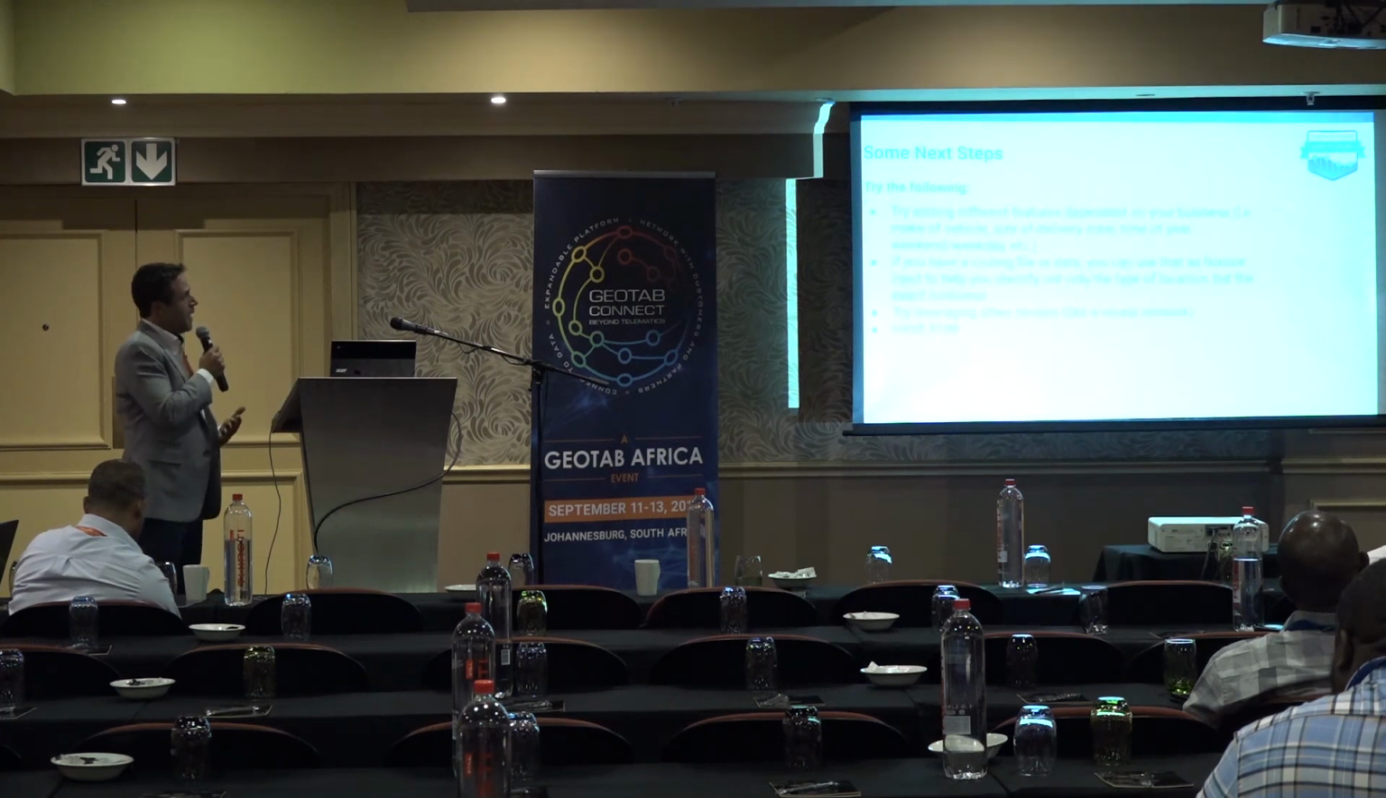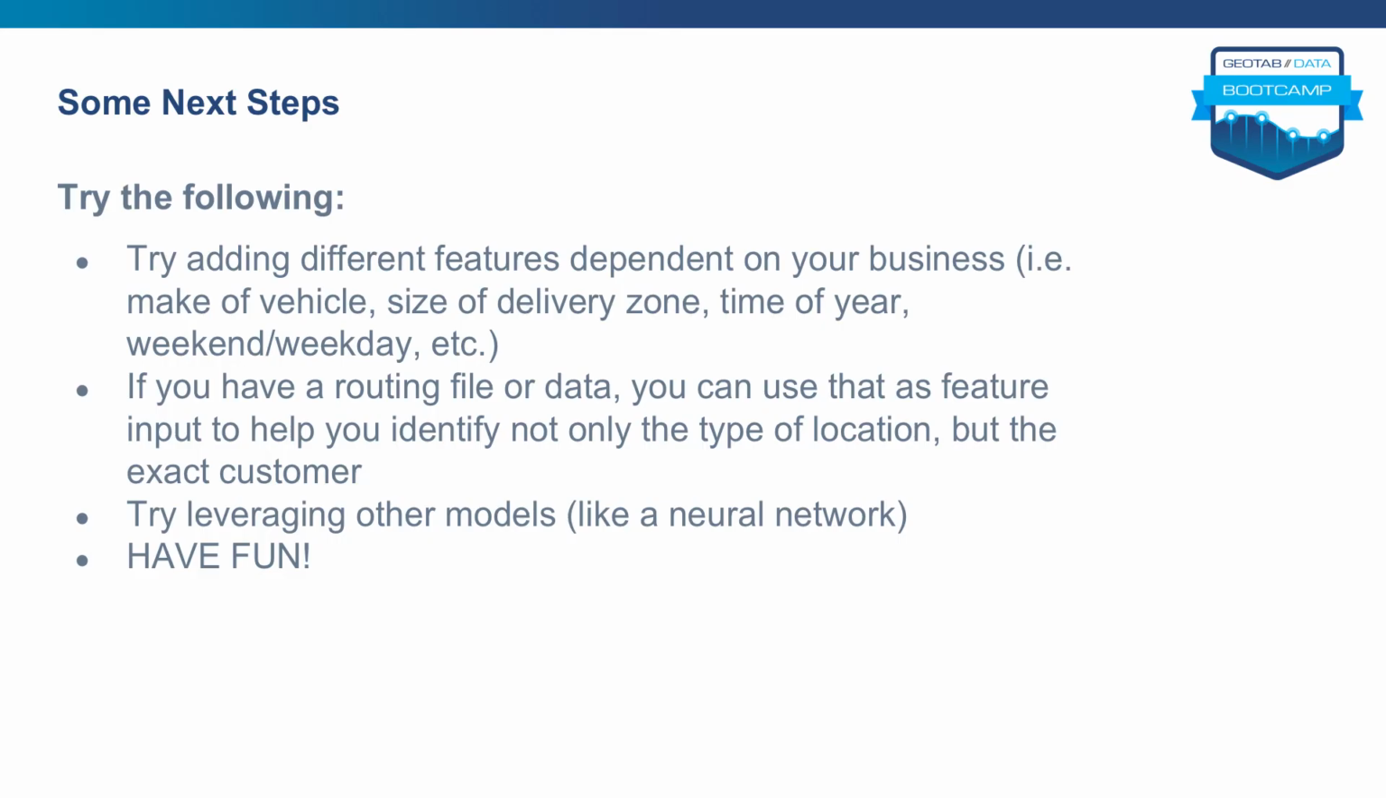From my perspective, the things that I would suggest to improve this model: try adding all sorts of different features. Try leveraging different models. They're pretty easy to add. I tried a random forest classifier, but if you want to try a neural network or logistic regression, it's literally as easy as swapping out a few lines of code. The key is getting the data in the right format in the first place.